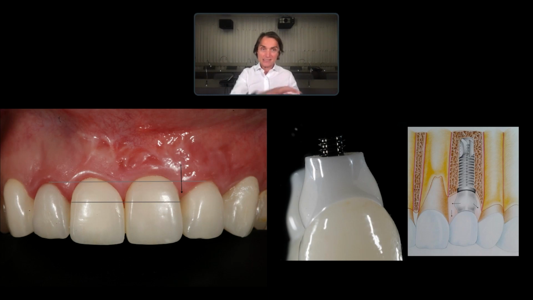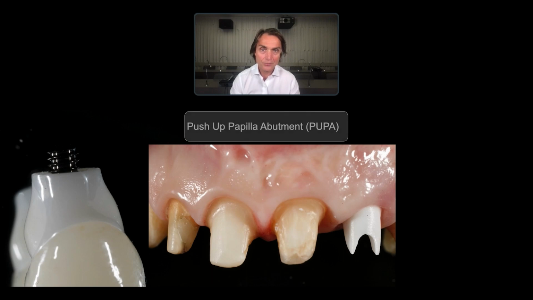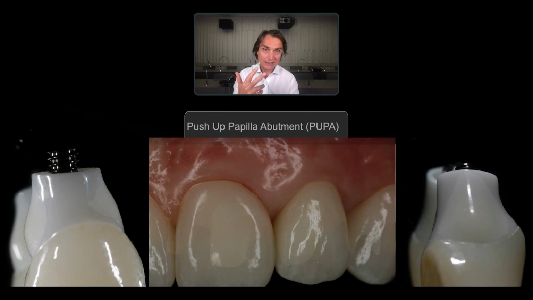If there is enough space, we push it in, and all of a sudden, the papilla is going to come down. So as you see here, the distal part of the central incisor, the papilla was all the way up, and now with bone grafting, with a traditional connective tissue grafting from the palate, and with the push-up papilla abutment, we were able to reconstruct this papilla. Let's see what was the fate of this.